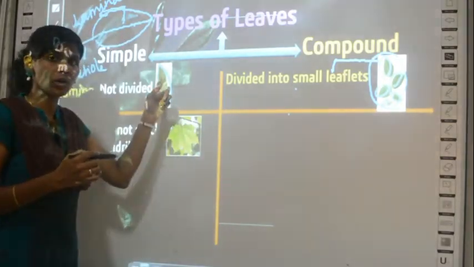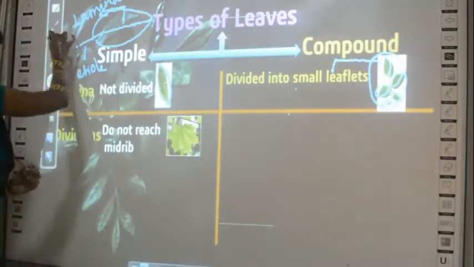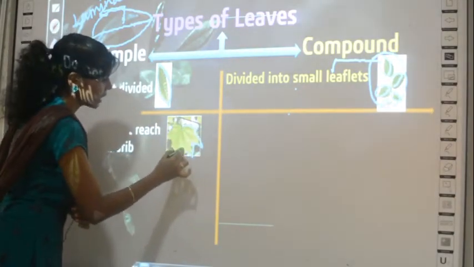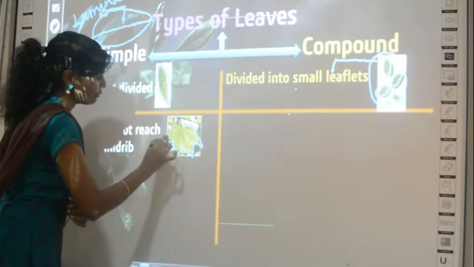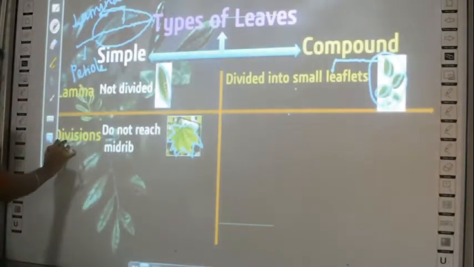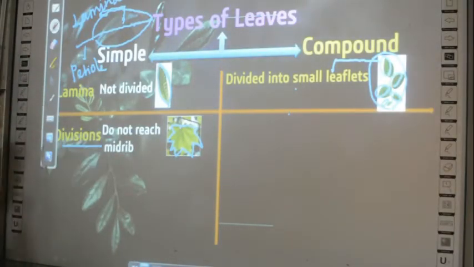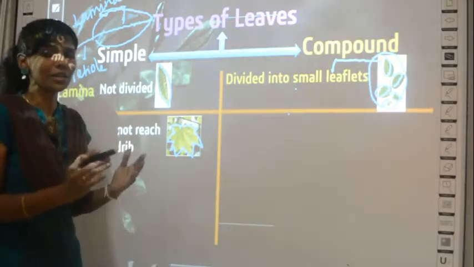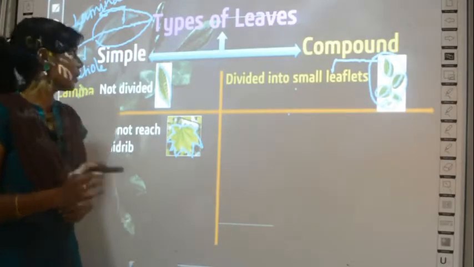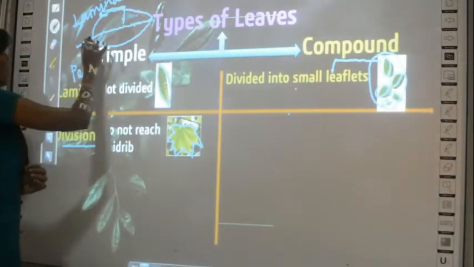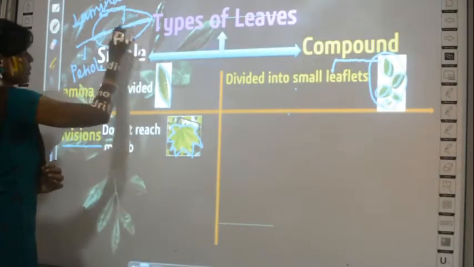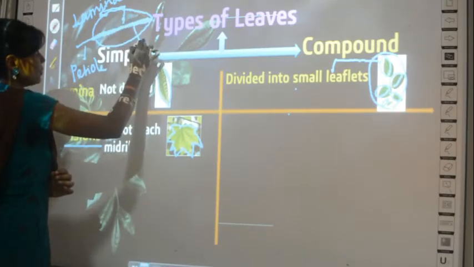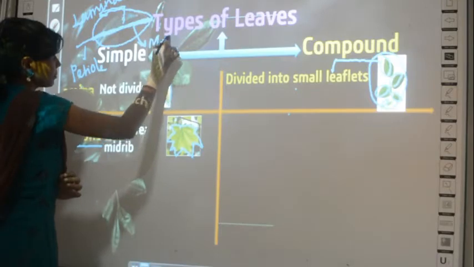This is the mango leaf. It is very smooth in nature, right? Whereas in the case of the grape leaf, you can see such structures. There are divisions in the leaf. Okay, there are divisions, but they do not reach the midrib. What is the midrib? You know, the single big vein in the center is called the midrib. Do you remember? This is the midrib.